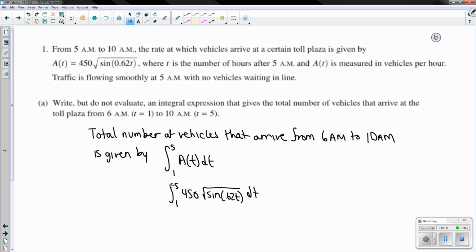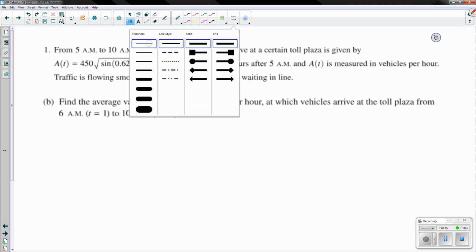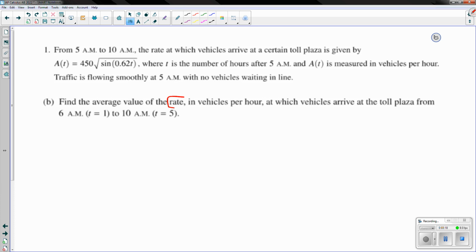So let's jump over to part B. Find the average value of the rate in vehicles per hour for which the vehicles arrive at the toll plaza from 6 to 10. So same time frame, now we're determining average value. So what are we finding the average value of? It tells you to find the average value of the rate. And the good news is they give you a function that determines the rate. So we need to find the average value of that function A of t over that time frame.